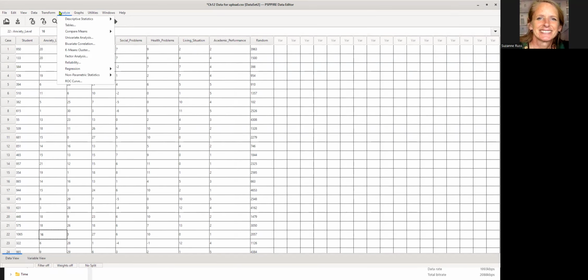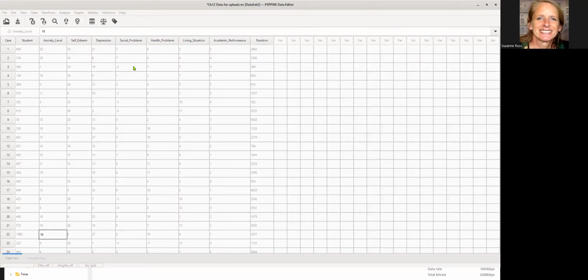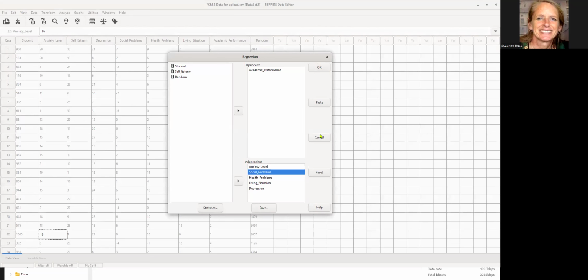So we're going to go to Analyze and all the way down to Regression. And we're going to select Linear Regression. And I'm going to reset it here because I'd already done something with this. So academic performance is what we're measuring, what we're predicting. So we're going to put that in our dependent box. And we'll take all of these predictors, just these factors that we think might predict academic performance. We won't include random or student ID, and let's put those in the independent box. We won't change any of the settings. We're just going to click OK.